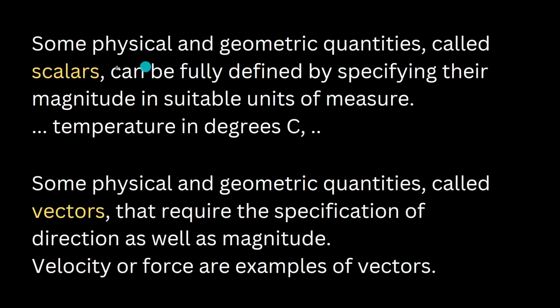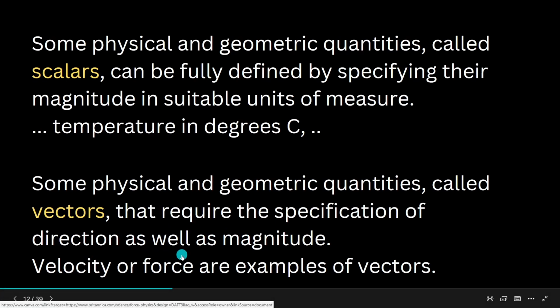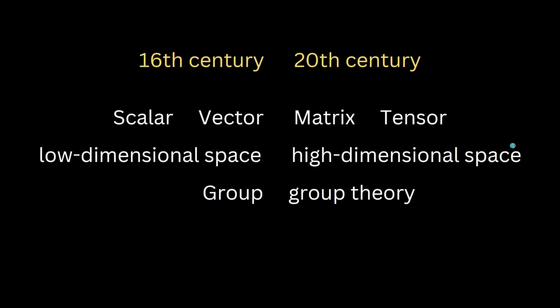But at first we have a scalar. Think about if you say the temperature in degree Celsius, Fahrenheit, whatever. It is a unit of measure, so it is simply a scalar. But you can have also physical and geometric quantities like a vector that require the specification of a direction and a magnitude. For example, velocity or the impact of a force are those examples in our real world.